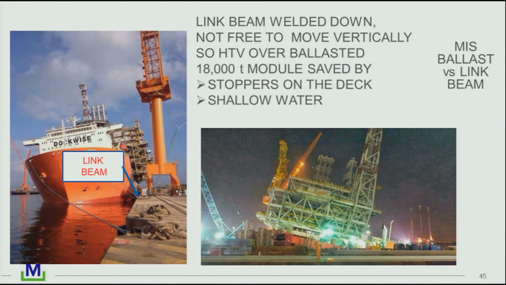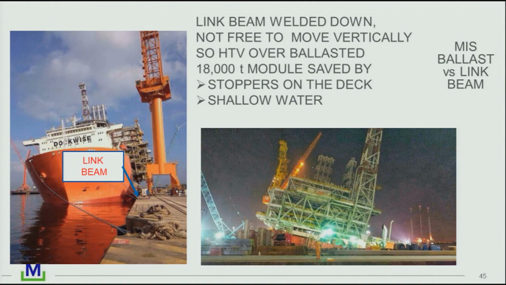They had a ballast plan to work to, and as the module moved further onto the ship, they did the ballast plan in accordance with the procedures. But they'd over ballasted because these link beams were taking more vertical loads which they shouldn't have been doing. And eventually they broke, and the module began to slide away. And they were very fortunate that there were stoppers on the starboard side of the ship to hold the module, and they were fortunate that the seabed was shallow enough here to stop the ship turning any further.